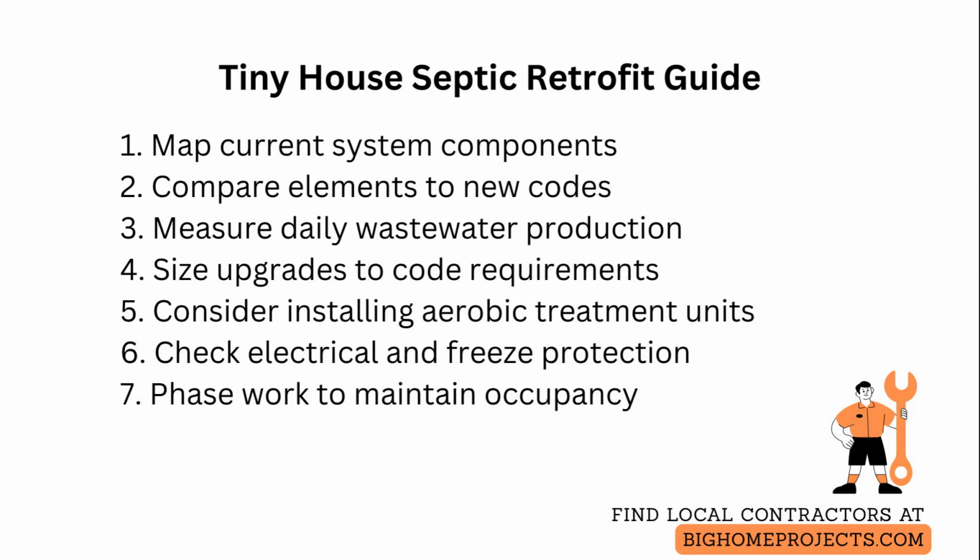If treatment standards now require lower biological oxygen demand or total suspended solids, consider installing an aerobic treatment unit, sometimes called an ATU, or adding a secondary treatment stage, such as a sand filter or textile filter, to reliably meet effluent limits. Remember to check electrical access and freeze protection needs for units that require power and include those costs in both installation and ongoing maintenance budgets.